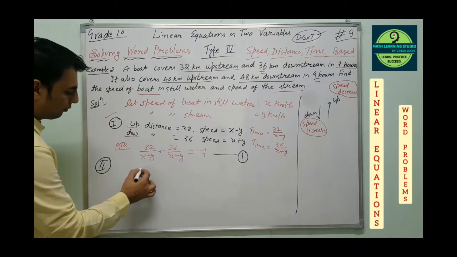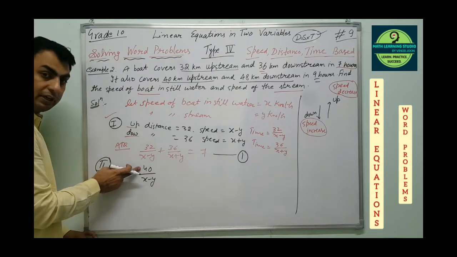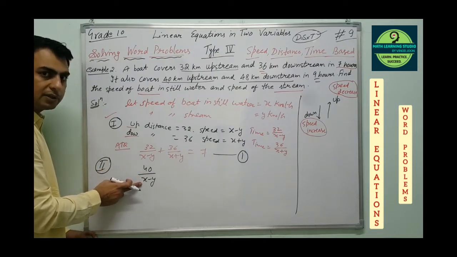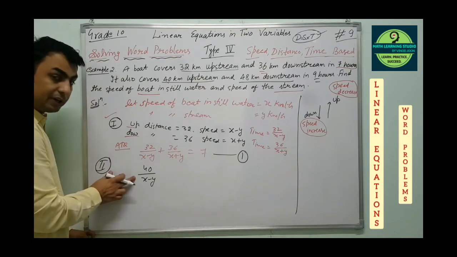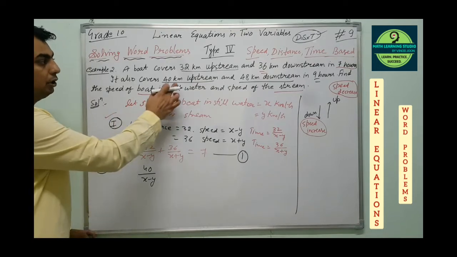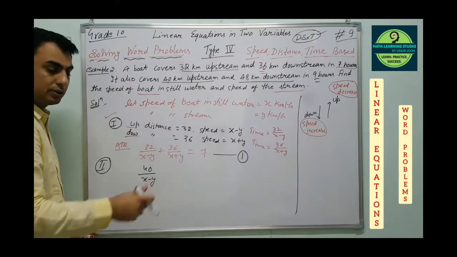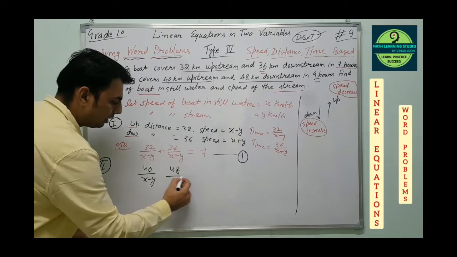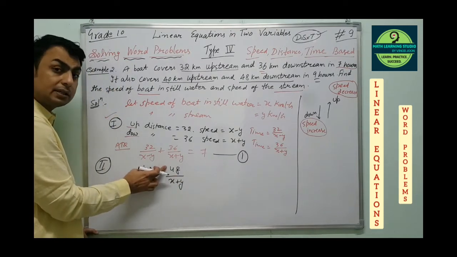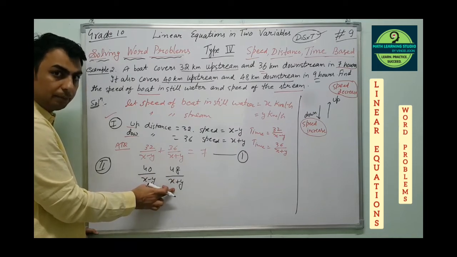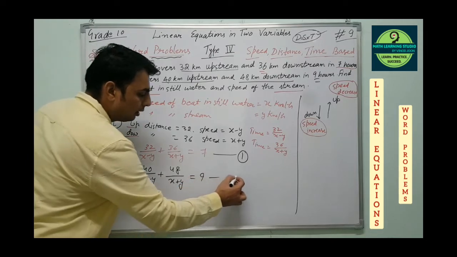We will get 40 divided by x minus y, because 40 is the distance, x minus y becomes the speed in condition 2 for upstream. So this becomes the time for upstream in condition 2. Also the boat covers 48 kilometers downstream. So 48 divided by x plus y becomes the time. 48 is the distance, x plus y becomes the speed. Right? And this total time in condition 2 is given to be 9 hours.